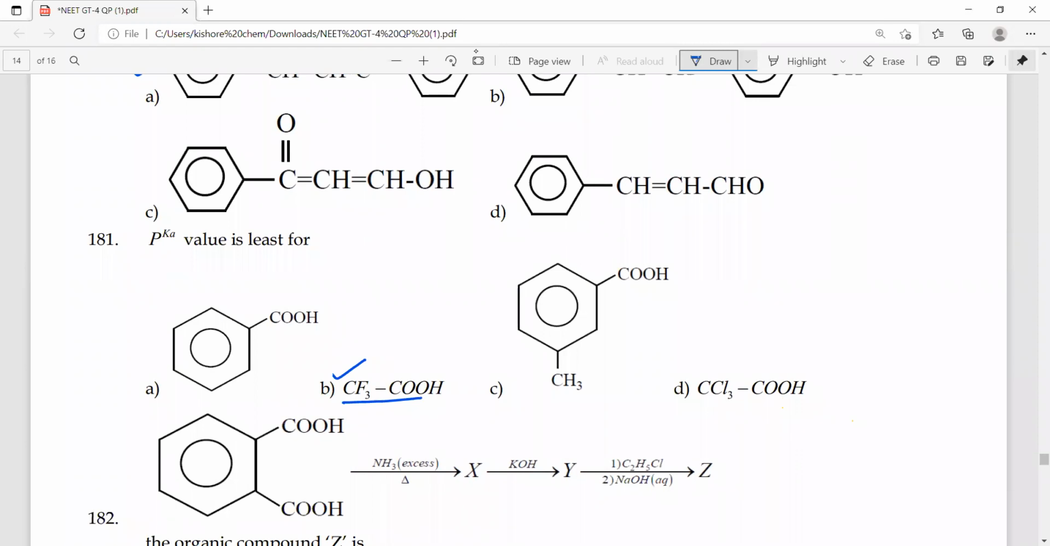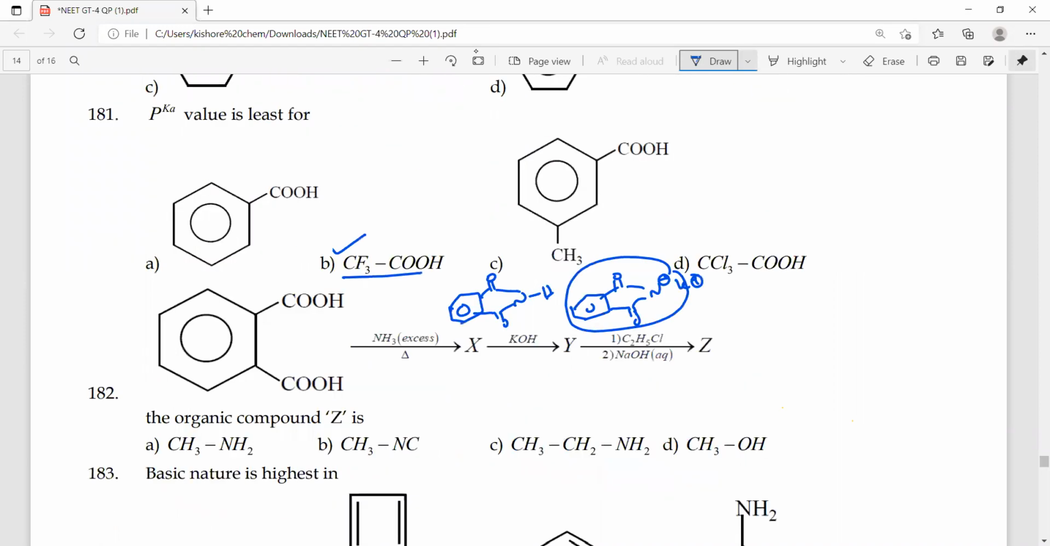Phthalic acid reacts with excess NH3 to form phthalimide. Phthalimide reacts with KOH, and the H is replaced by K plus. This acts as a nucleophile and reacts with ethyl chloride to give N-ethyl phthalimide. The N-ethyl phthalimide undergoes hydrolysis to give ethylamine. This is the Gabriel phthalimide synthesis. In a previous exam also we discussed this one.